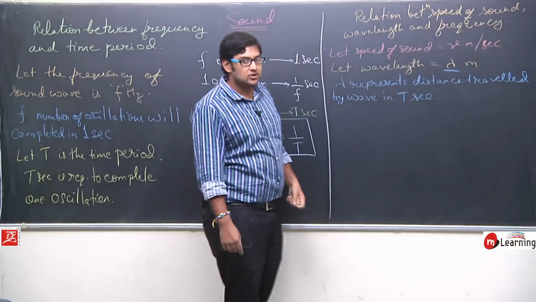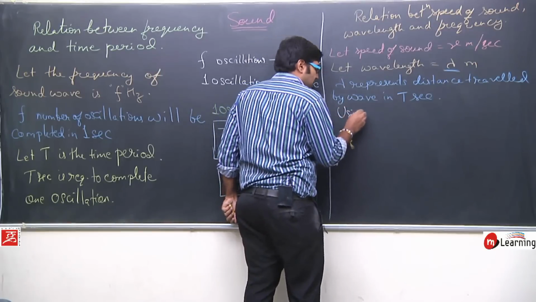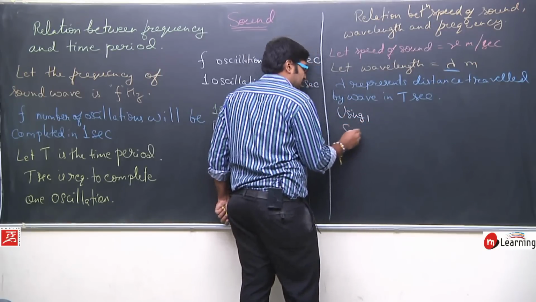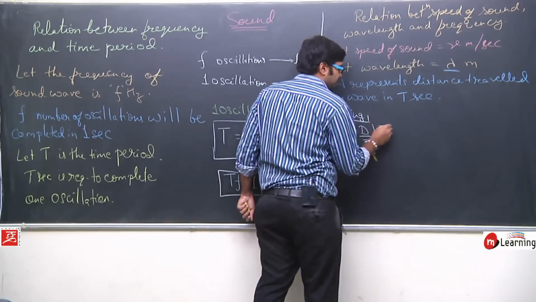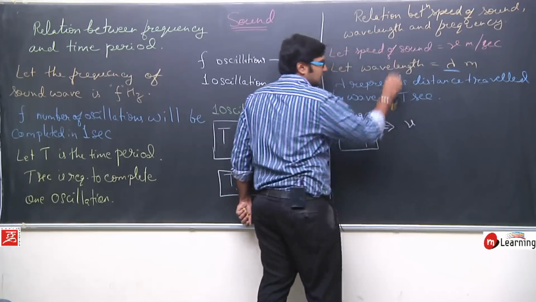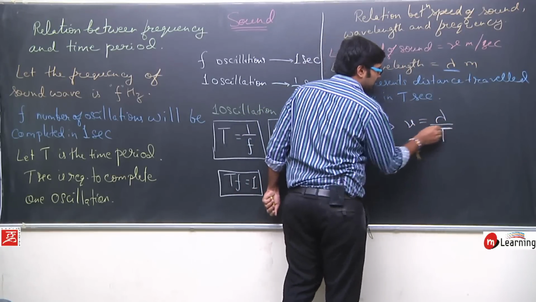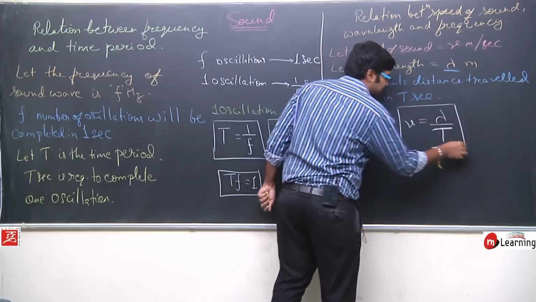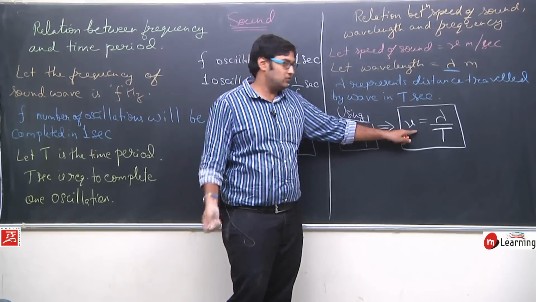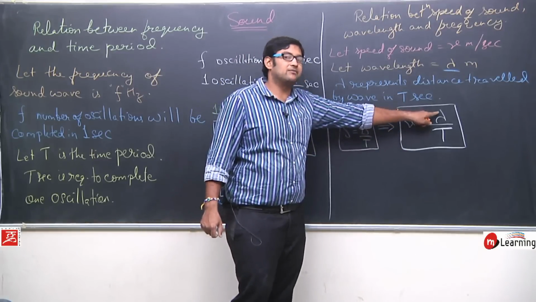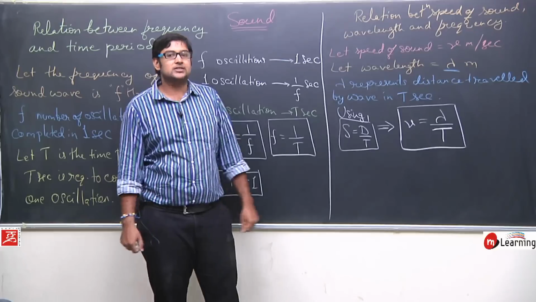the speed. So we have a relation that, using speed is equal to distance upon time, I can write that speed of the sound is equal to distance travelled, which is lambda, upon time period, which is t. So this will give you the relation between the velocity of the sound, the speed of the sound, we can say, lambda, which is the wavelength of the sound, and t, which is the time period of the sound.